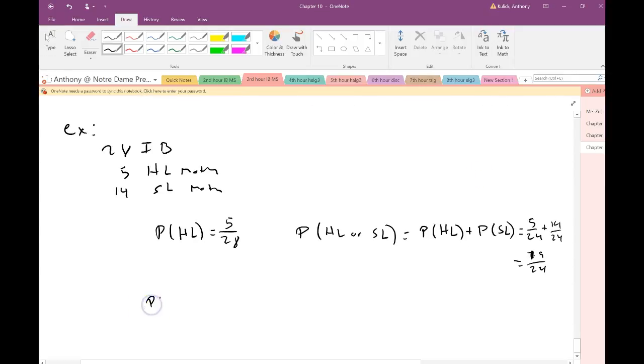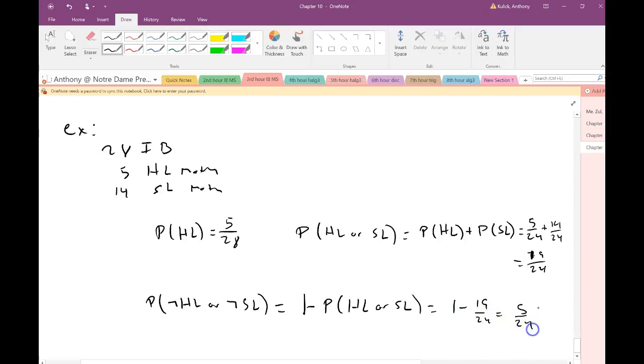What if I wanted the probability of not HL or not SL? We'll just use the complement property to do that.